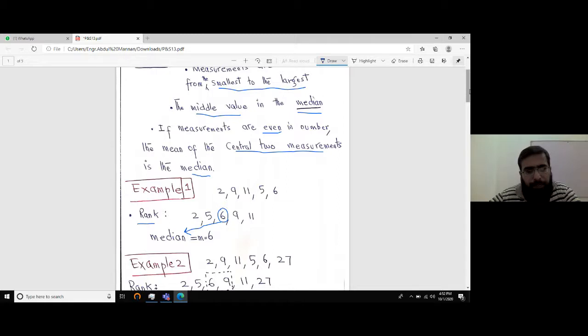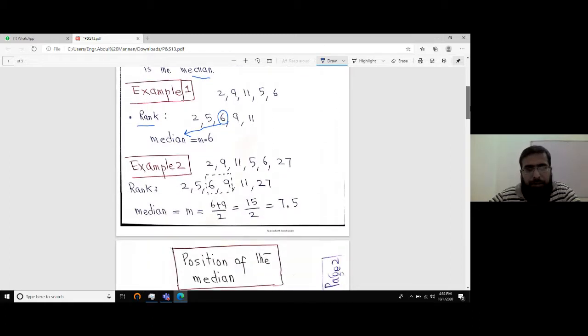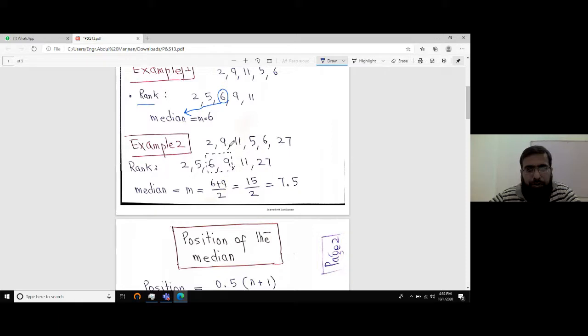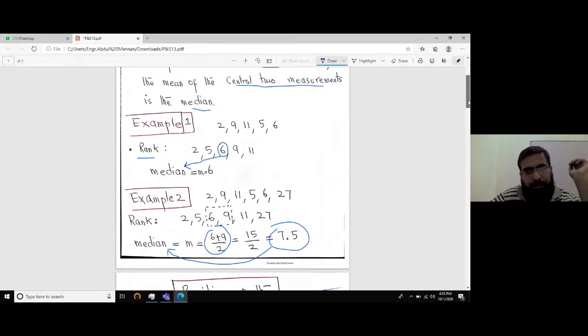So that's simple. In another example, we have this data: 2, 9, 11, 5, 6, 27. So now we have 1, 2, 3, 4, 5, 6 data items. And now we do not have a middle value. In fact, we have two middle values, 6 and 9. In this case, we compute the average or the mean of the middle two values, and the result is the median, right? So that's pretty simple.